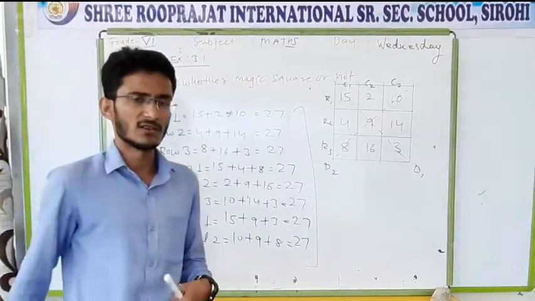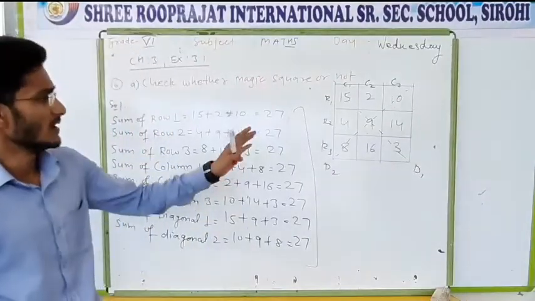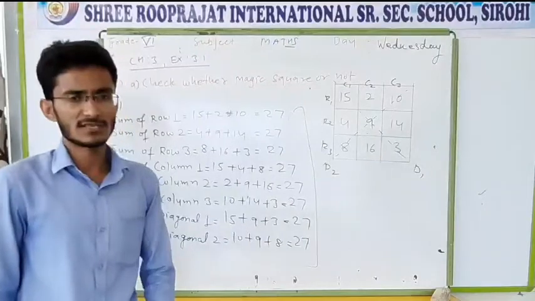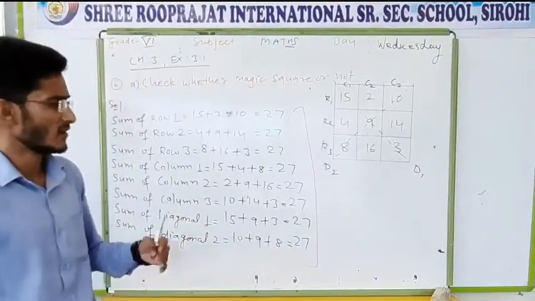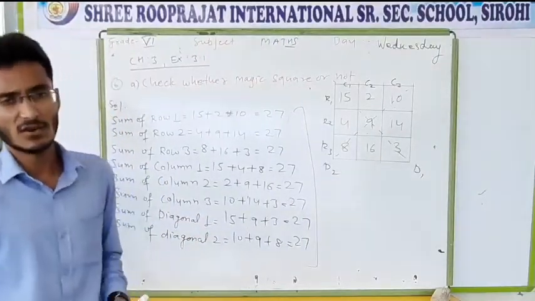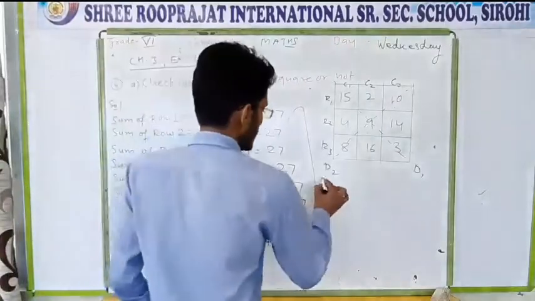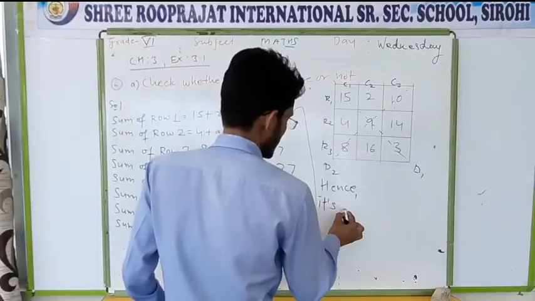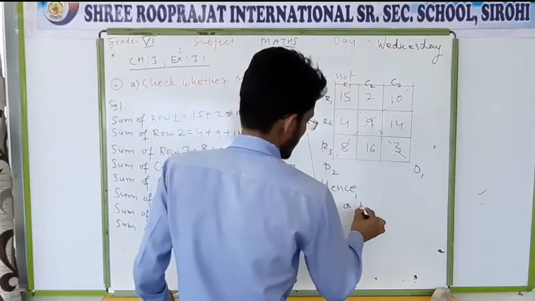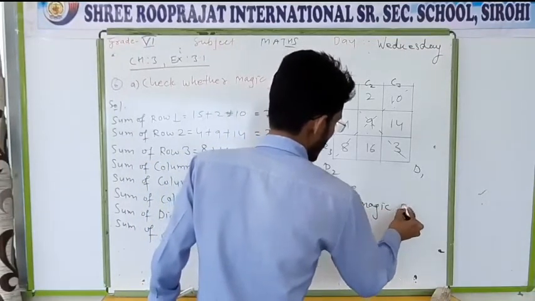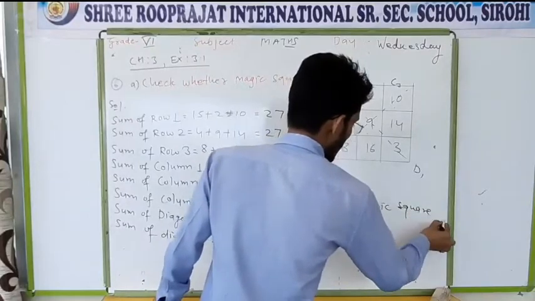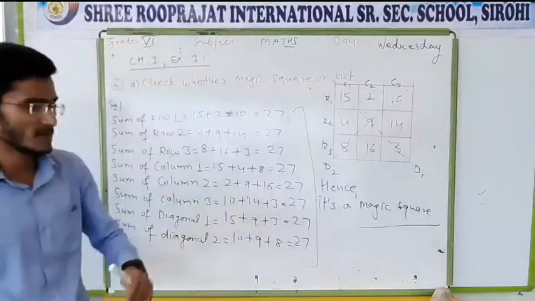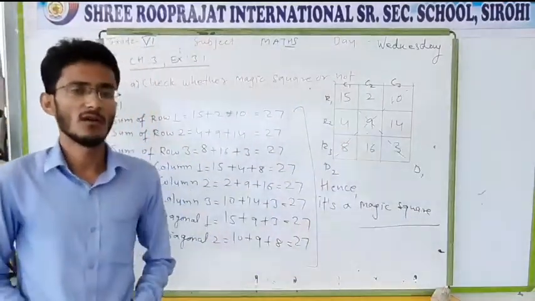In the next question or the third question, if you find out that some sums are not the same or equal to the others, then you have to write that it is not a magic square. But here it is a magic square, because we are getting the same sum for all rows and columns. Okay.